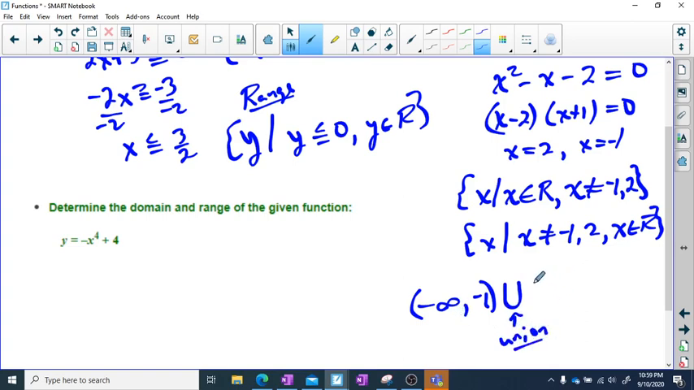Now we're going to make another set. We're going to go from -1 up to 2, and then we're going to join that together with another set that would be 2 up to infinity. Again, that's another join together or union symbol.